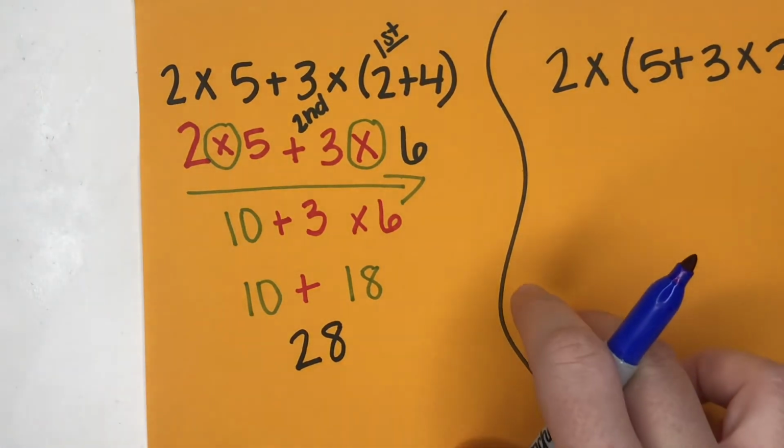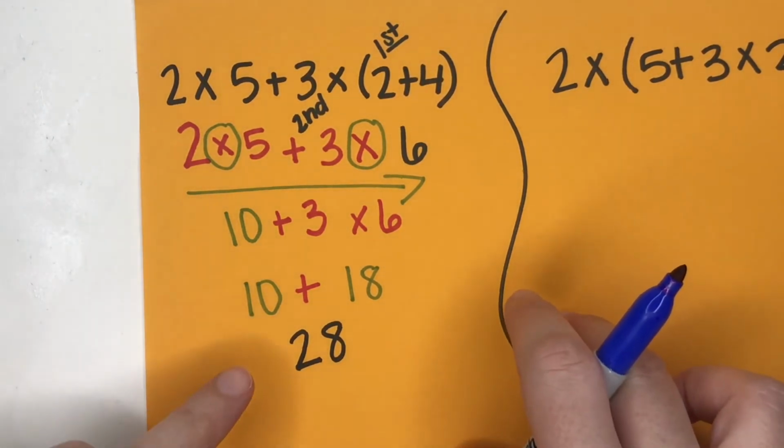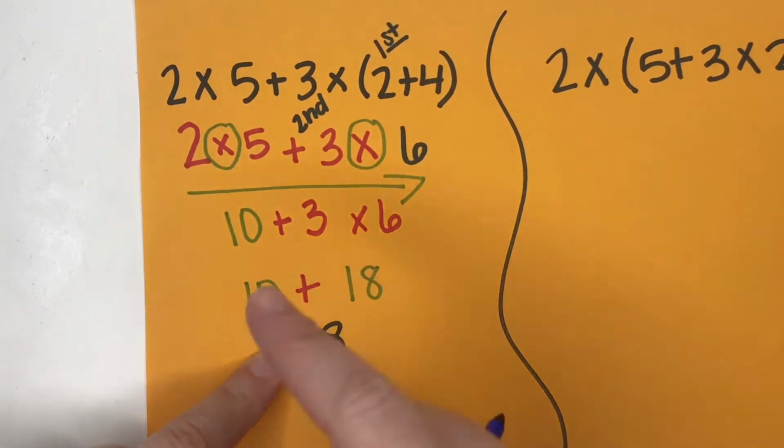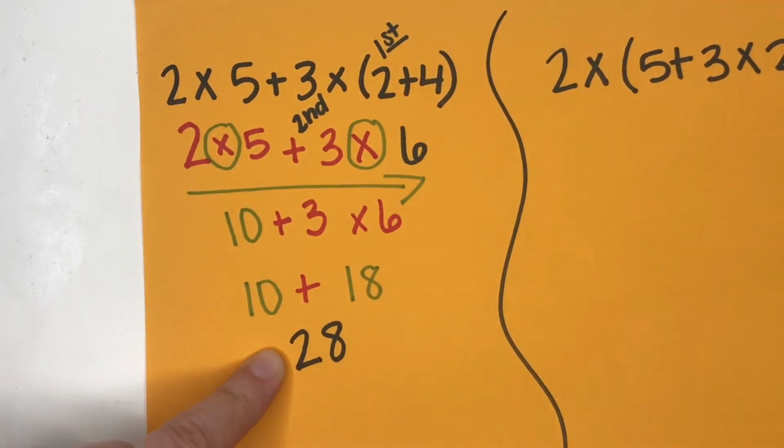Now, if you pause the video and you worked out the problem yourself, double check that you came out with 28. Now, if you did this in a different order, you would get a very different answer, even with the same digits.